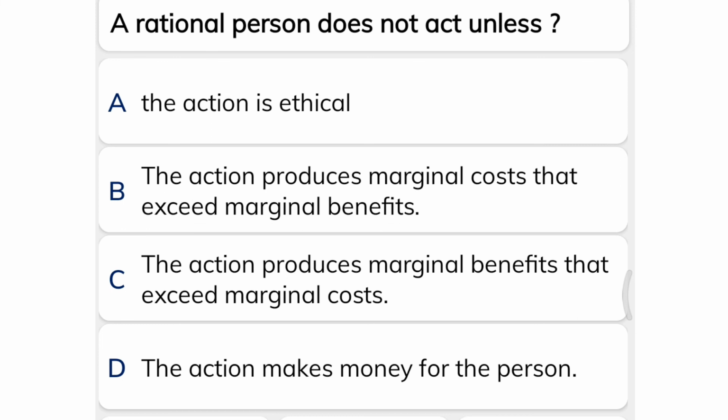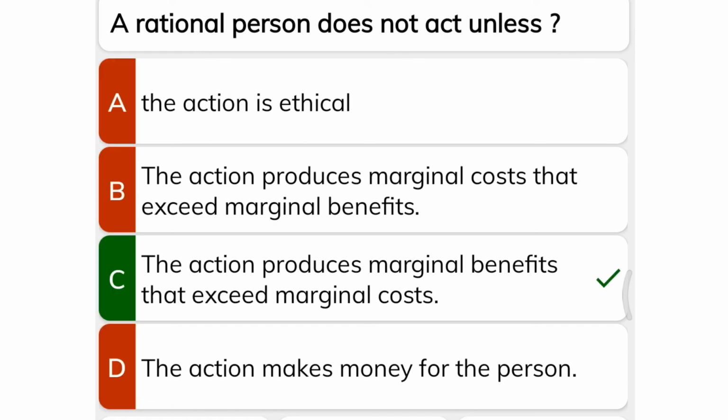A rational person does not act unless option A, the action is ethical. Option B, the action produces marginal costs that exceed marginal benefits. Option C, the action produces marginal benefits that exceed marginal costs. Option D, the action makes money for the person. And the correct answer is option C.